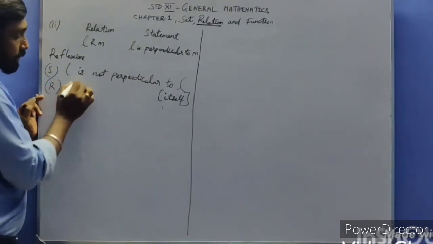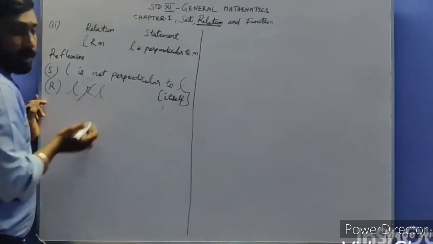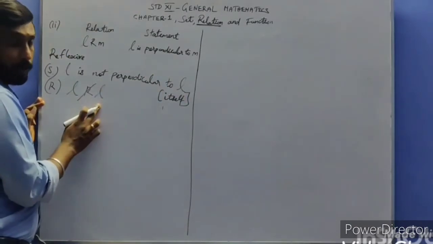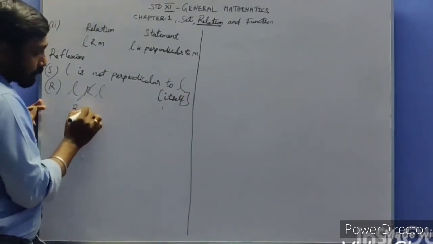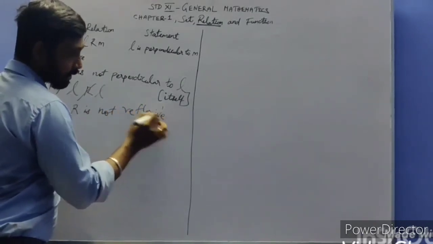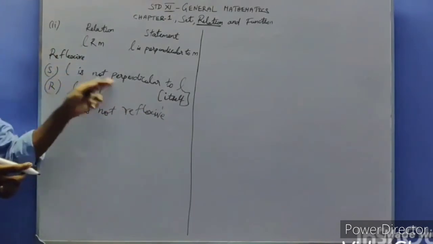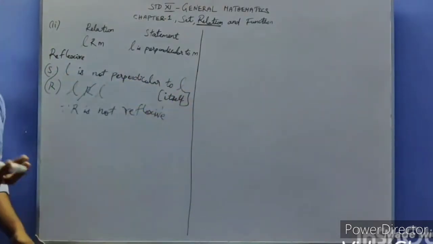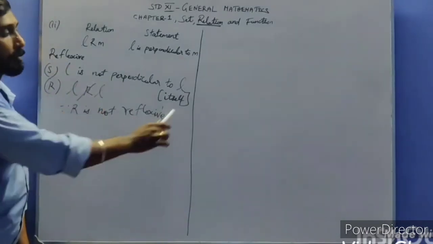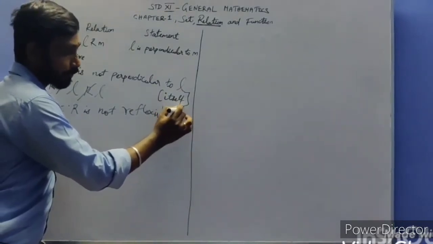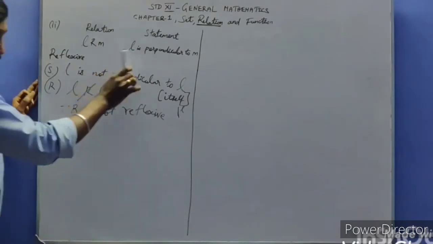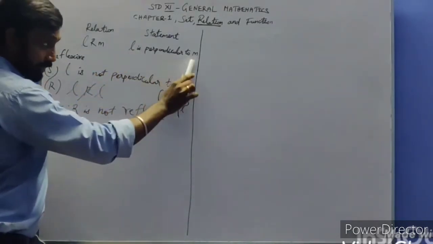First one statement, then you have to write the relation: L is not related to L. L is not perpendicular to L means L is not related to L. So R is not reflexive. Understand? L is not perpendicular to L because L is not perpendicular to itself. L is not related to L because L goes in a straight line. The question here is L is perpendicular to M.